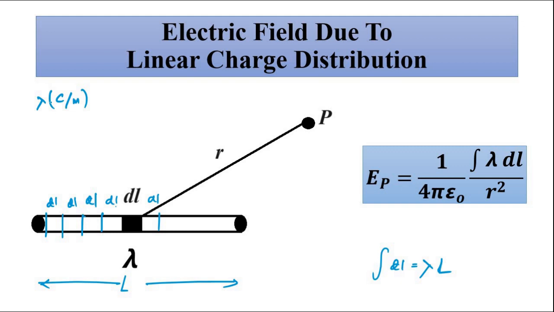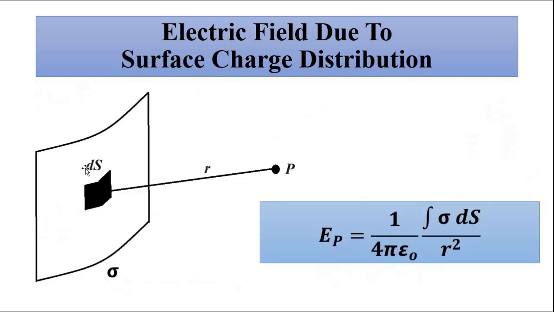So it's the same thing, integration of lambda dl. So that gives us the total charge of this wire or rod of length L, that is the total charge distributed over this length. So the electric field at a point P at a distance r is given by 1 by 4 pi epsilon 0 integration of lambda dl by r square. This is the total charge distributed over the entire length.